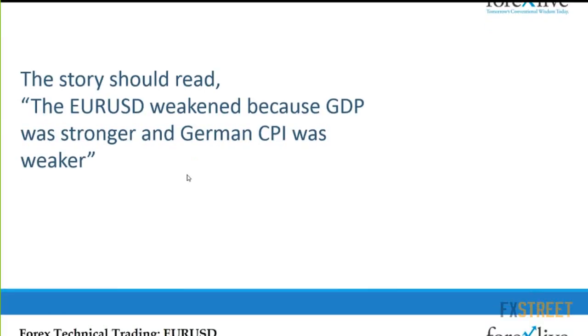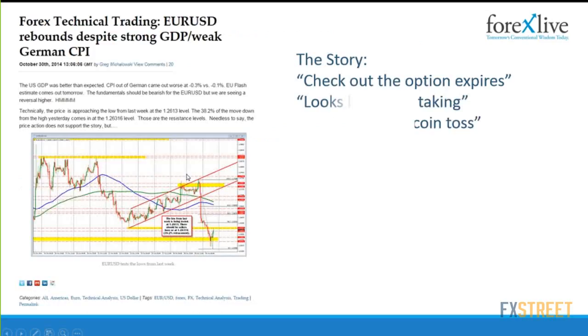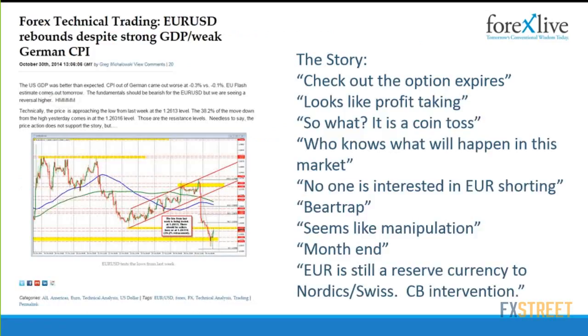And on this day, I wrote a post, a commentary, on our website at forexlive.com. And I said this: the US GDP was better than expected. Okay. CPI out of Germany came out worse at minus 0.3. The EU flash estimate comes out tomorrow. That was for the CPI. The fundamentals should be bearish for the euro dollar, but we are seeing a reversal higher. We are seeing the price action move higher.